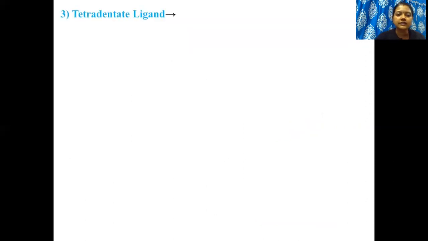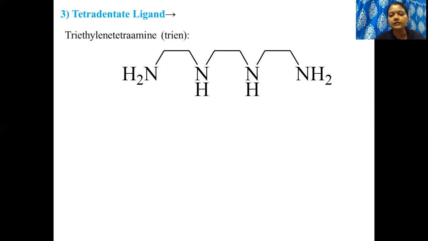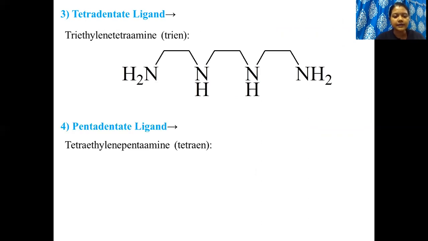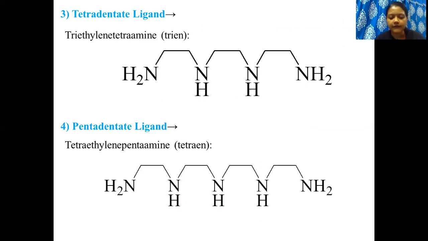Then tetradentate ligands have four donor sites. Example is triethylene tetraamine. Here we can see that these four nitrogen atoms act as donor sites. Next one is pentadentate. Example is tetraethylene pentamine. Here the five nitrogen atoms act as donor sites.